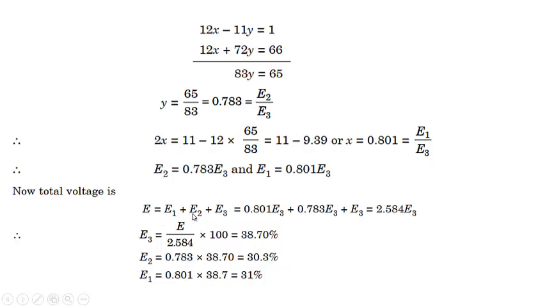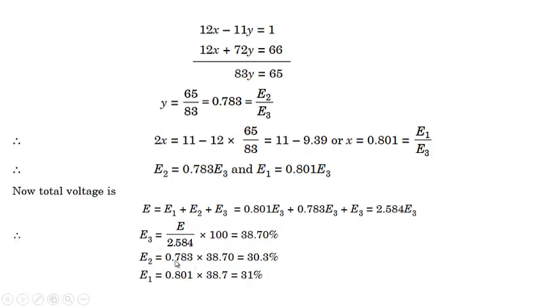E is equal to E1 plus E2 plus E3, that is equal to 0.801 E3 plus 0.783 E3 plus E3. It comes out to be 2.584 E3. So E3 will be equal to E divided by this quantity, into 100. That comes out to be 38.70% of E.